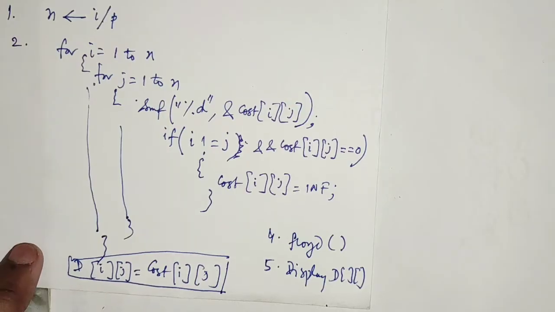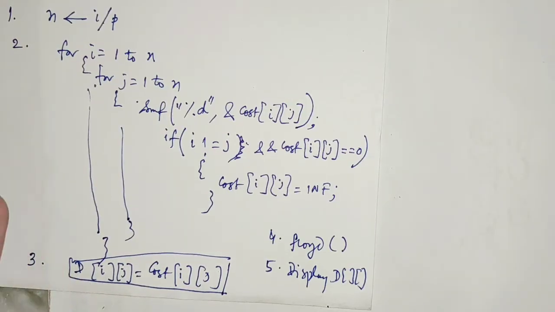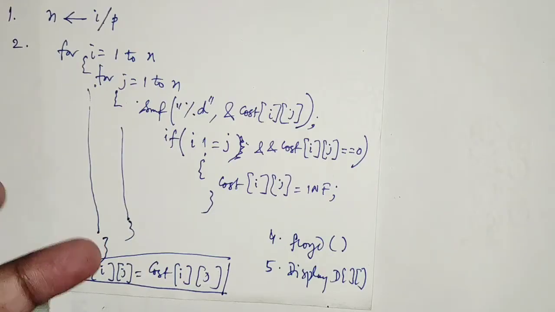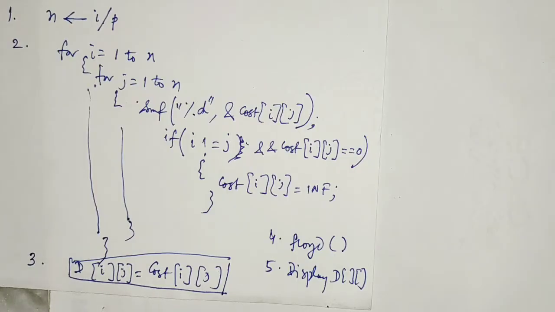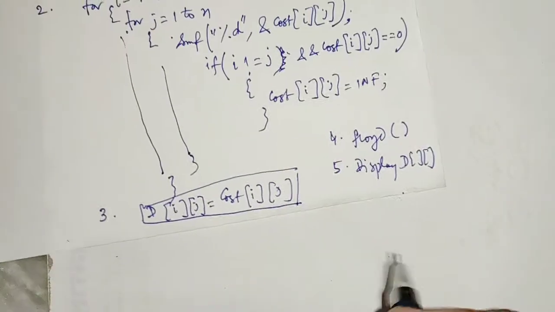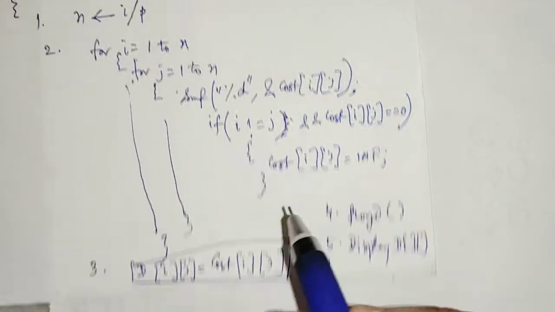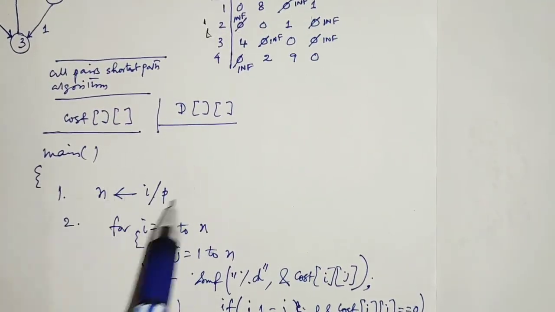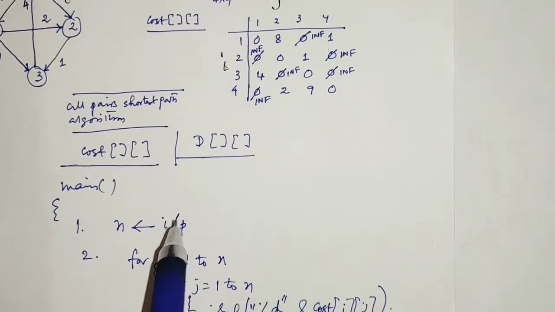So my advice is to declare D and cost both as global, so that once the effect comes under Floyd, if you display D under main, there will be no problem due to the global nature of D. Okay, so the main part is over. The function main is complete. So first of all, accept the number of vertices from the user.